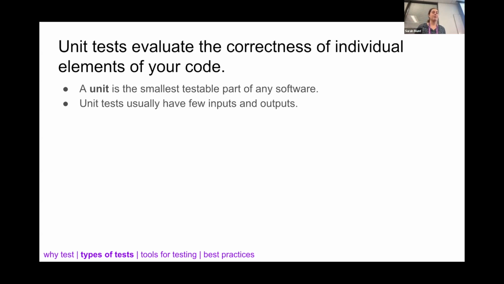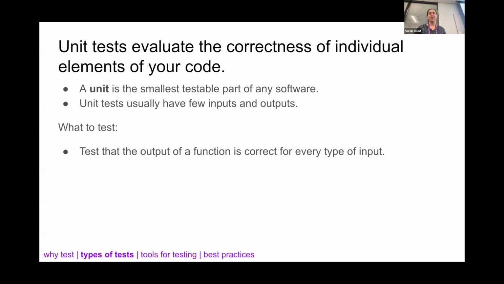Unit tests generally have very few inputs and outputs. You're not going to run several different functions in your code generally. You want to test very small parts of your code. So some examples of what to test. You can test the output of a function is correct for every type of input. You don't necessarily have to write one test per function. You can have several unit tests per function, depending on the variety and the type of inputs you expect.